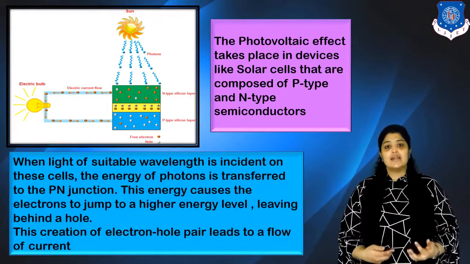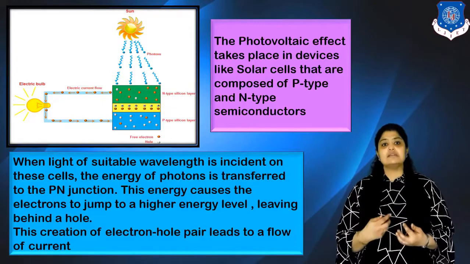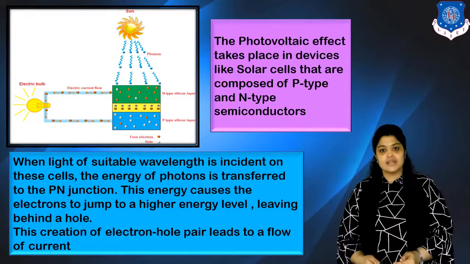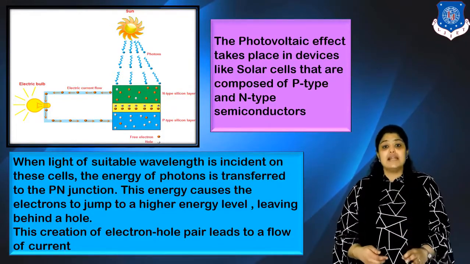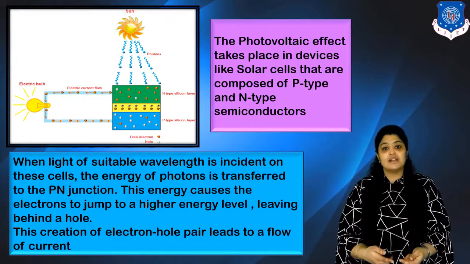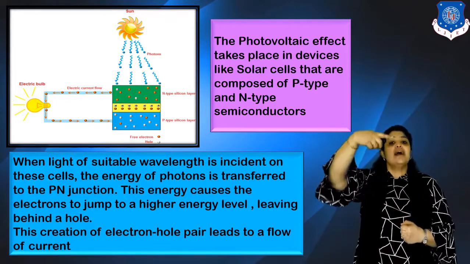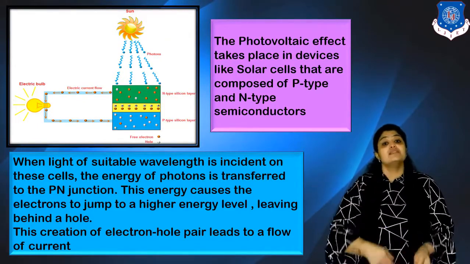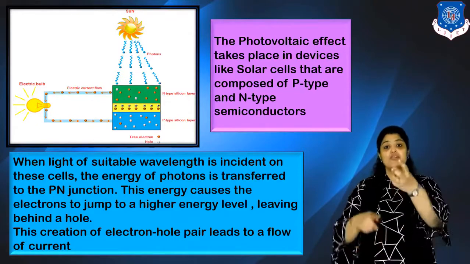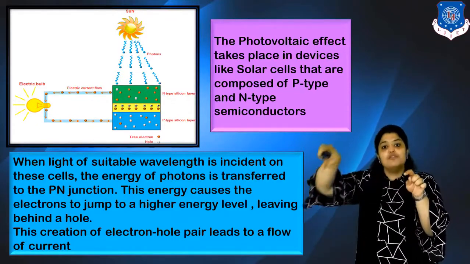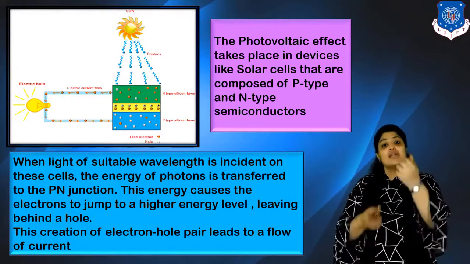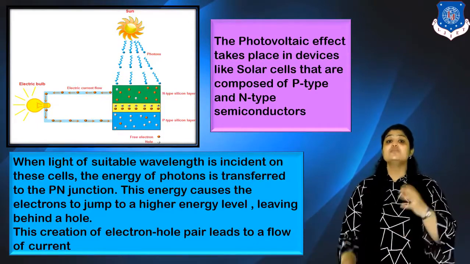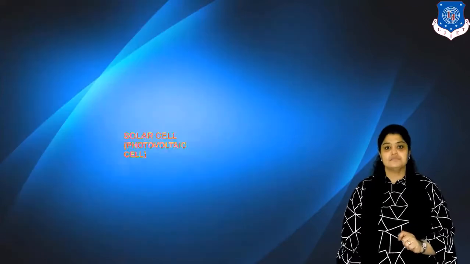So what exactly happens is that when light of suitable wavelength is incident on these cells, the energy from the photons is transferred to the PN junction. This energy causes the electrons to jump to a higher energy level, and if the electrons are jumping to a higher energy level, a hole is created in the lower energy level. So this creation of electron-hole pairs leads to current. Because if electrons are moving, you connect the load in between them, the electrons will flow through the load. Because the electrons are moving and holes are being created, we say that EHP is created, which leads to current. So this is what photovoltaic effect exactly is.